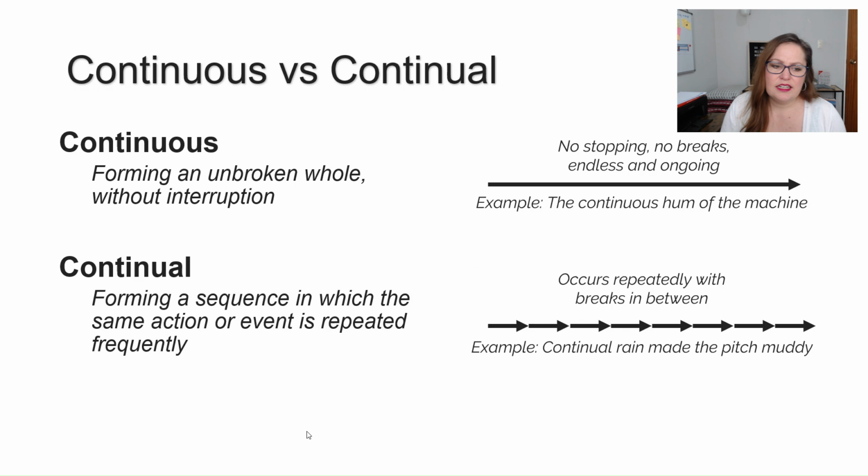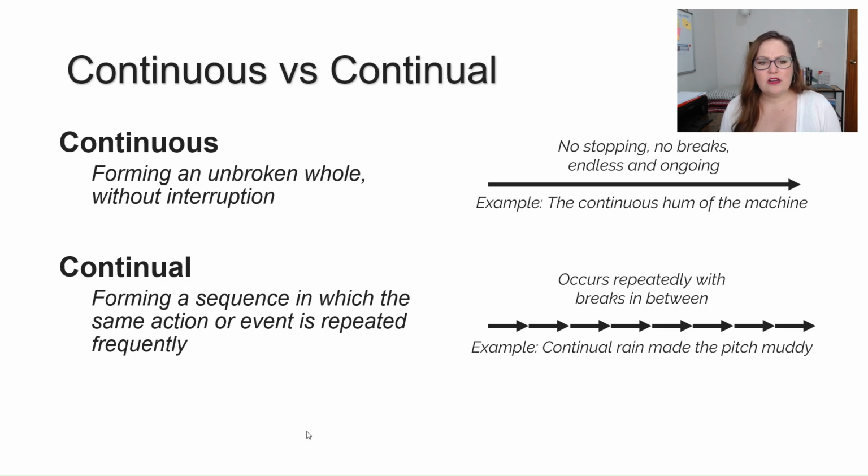Continual, on the other side, is forming a sequence in which the same action or event is repeated frequently. So here you can see an example where we have "continual rain made the pitch muddy." That doesn't mean that the entire time it was raining at the same amount. It means that over the time of this event, it stopped raining, it rained a little more, it rained a little less, but it occurred repeatedly with breaks in between.